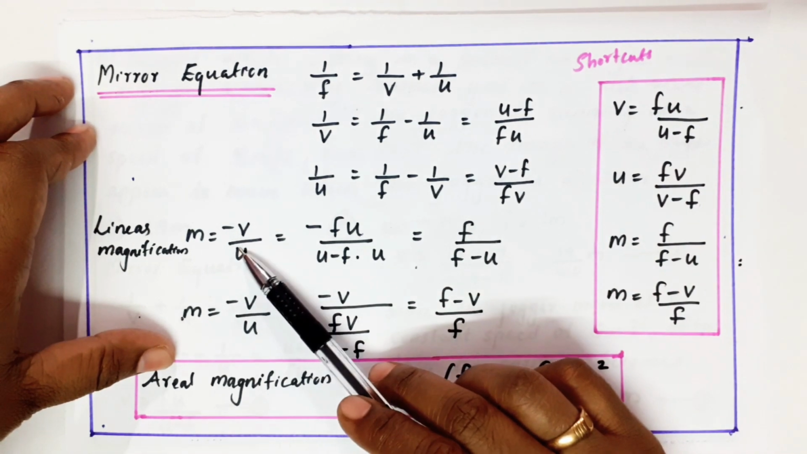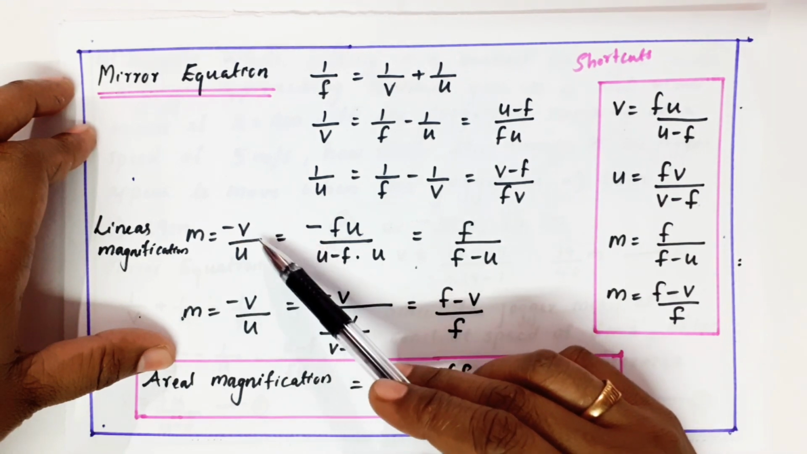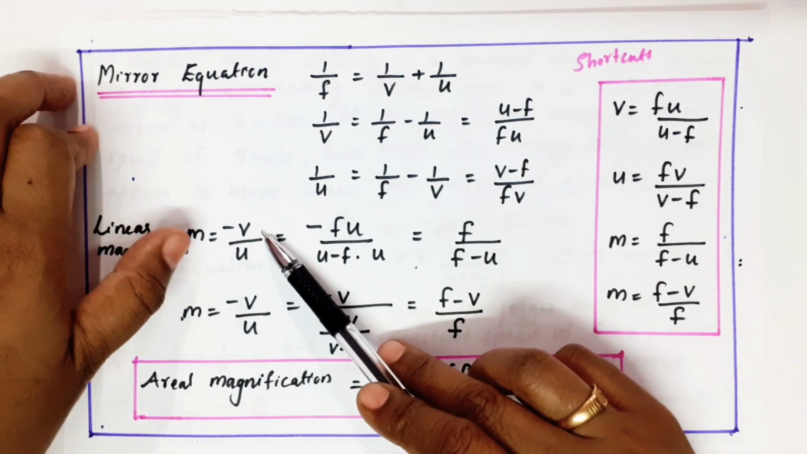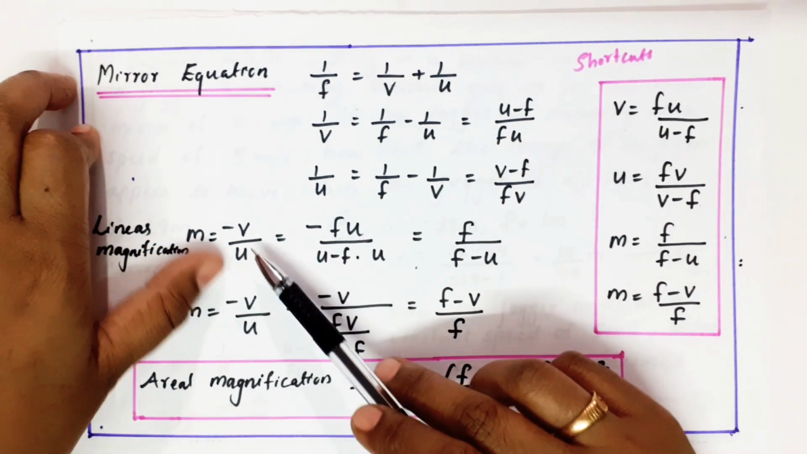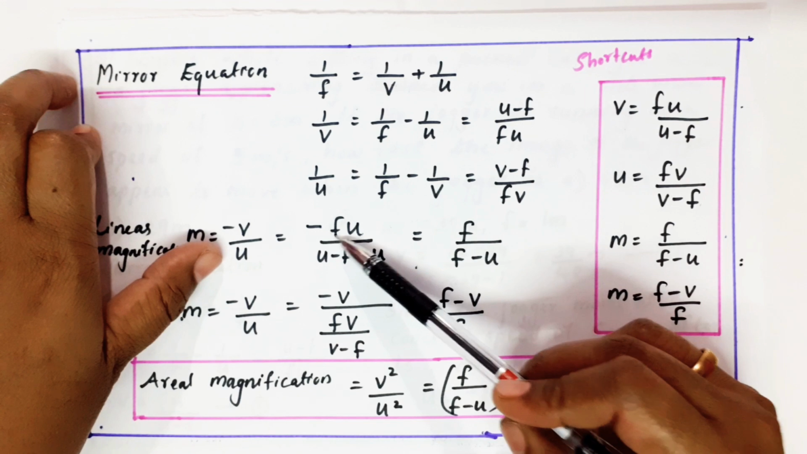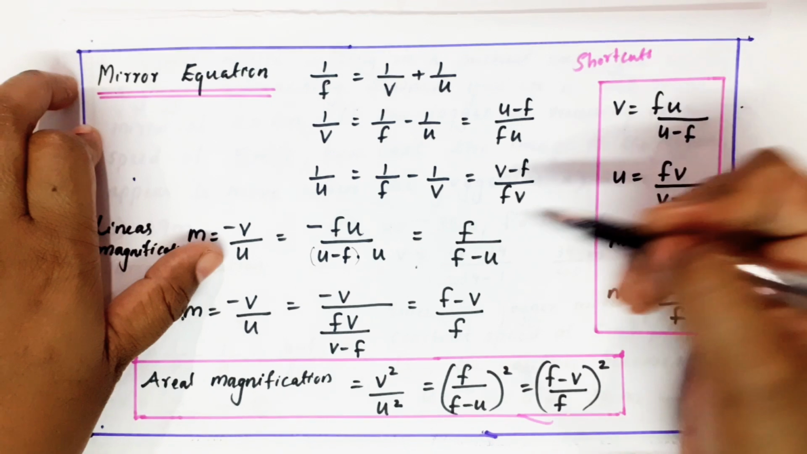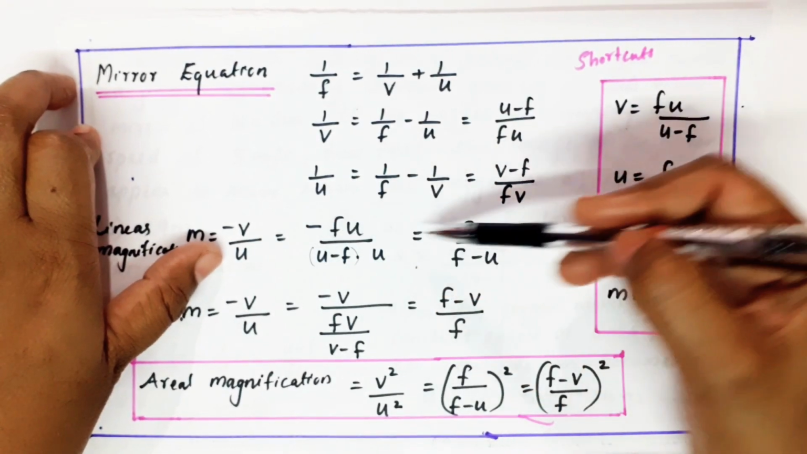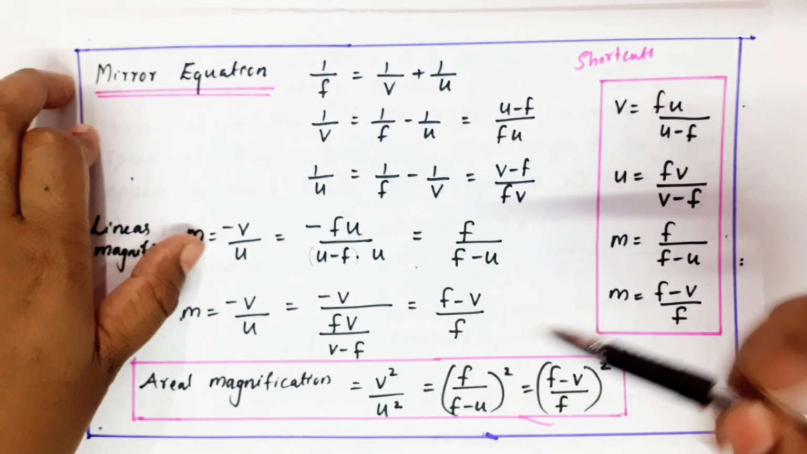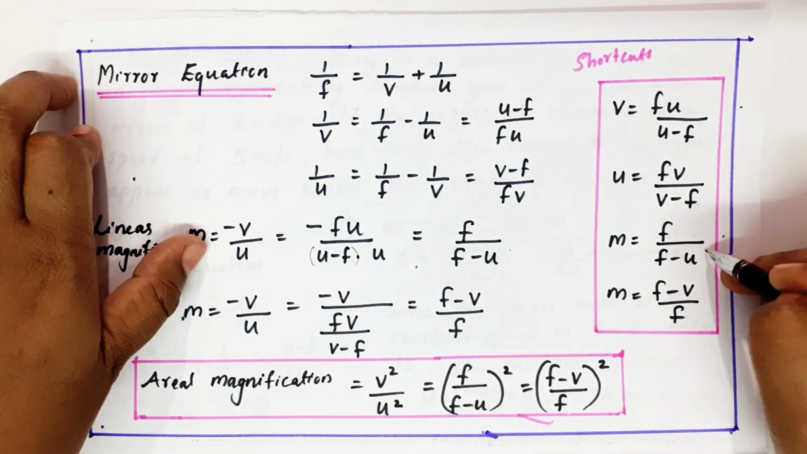Now, what is called linear magnification? Linear magnification is the ratio of v and u, that is m equals minus v by u. So I am substituting the value of v. What is v? fu by u minus f. Substituting that, fu by u minus f inside the bracket, divided by u. The u gets cancelled, and the minus going inside, it becomes f by f minus u. So this is the simplest equation for magnification, that is f by f minus u.